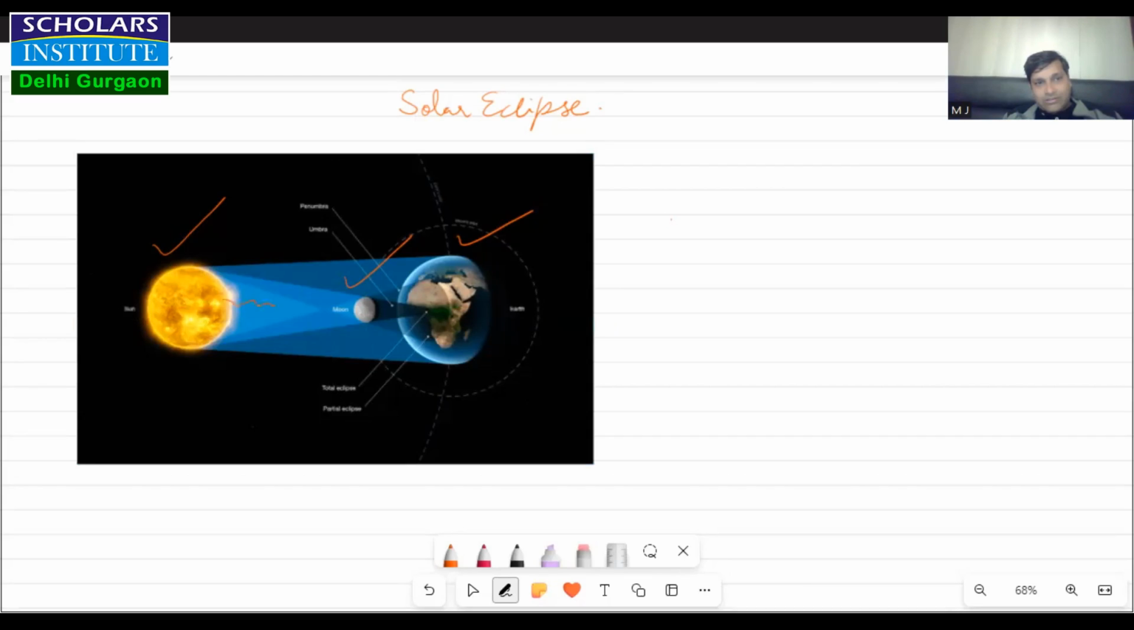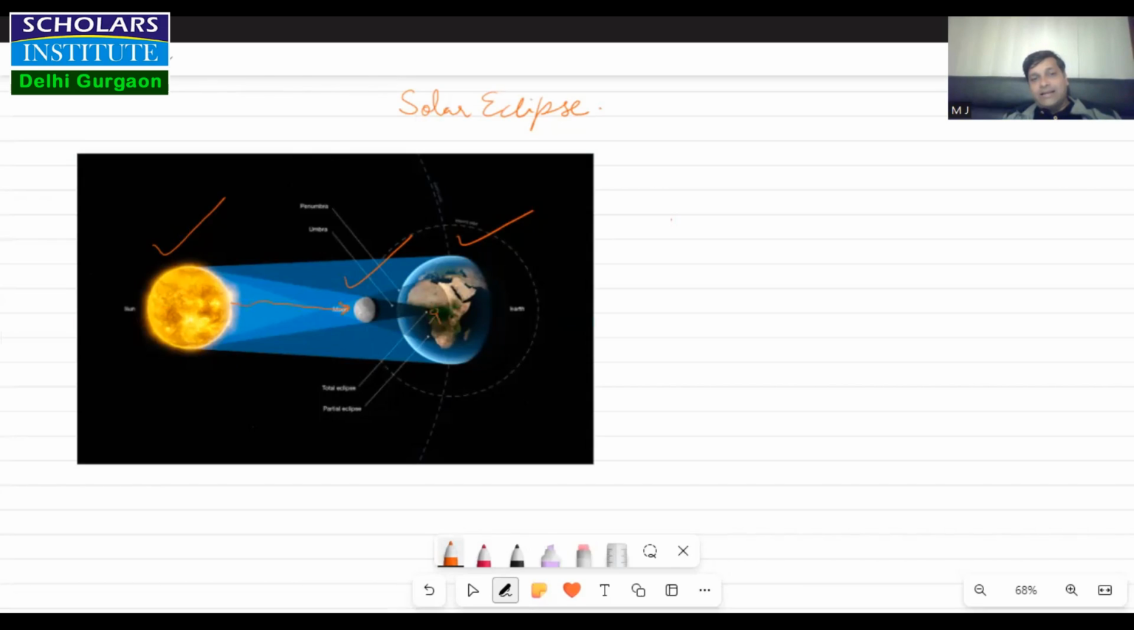Why? Because these are the sun rays which are coming from the sun towards the earth, but the moon is blocking them. It is not allowing sunlight to fall in this area. This causes an eclipse. Understood? The sunlight which is coming gets blocked by the moon, and this causes an eclipse.